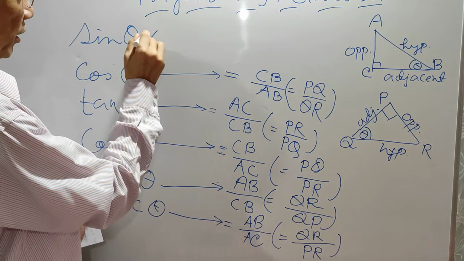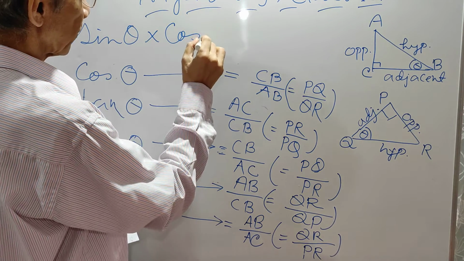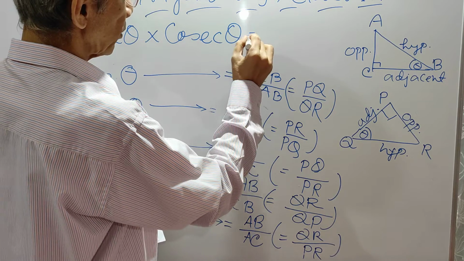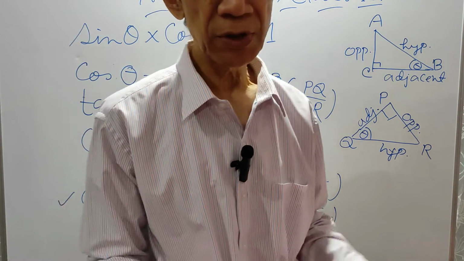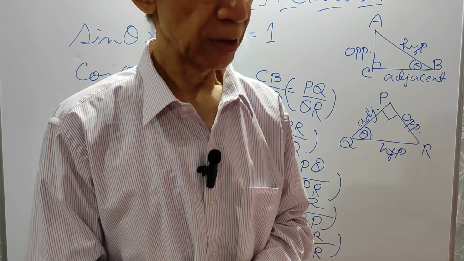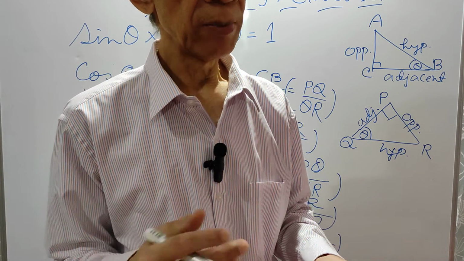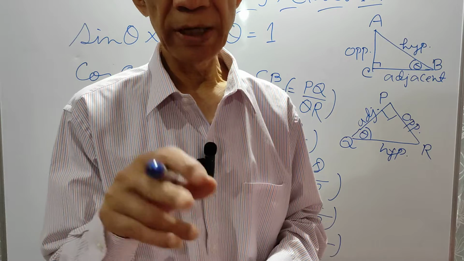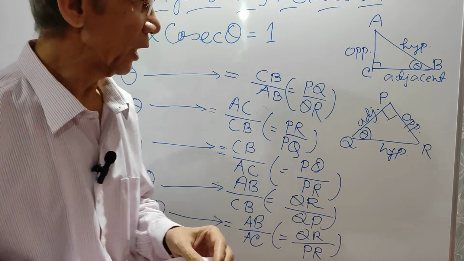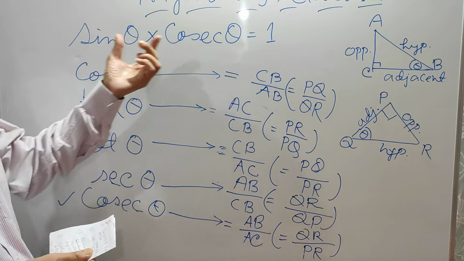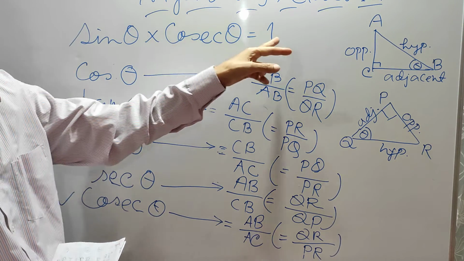Sine theta into cosec theta is equal to 1. They are reciprocal of each other. Product of two reciprocal quantities is always 1, isn't it? Say 3 by 2 into 2 by 3 is 1. 3 by 2 and 2 by 3 are reciprocal of each other. All right. So if you multiply two terms which are reciprocal of each other, the product will be 1.